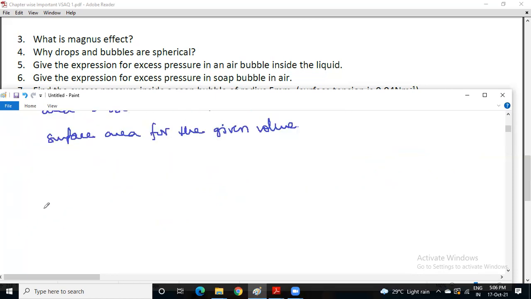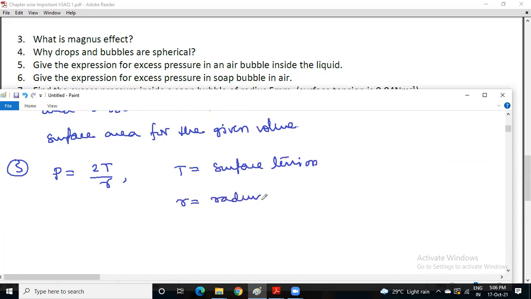Now question number 5. Give the expression for excess pressure in an air bubble inside the liquid. So pressure is equal to 2T by R. What is T here? T here is surface tension and R is radius of the bubble.